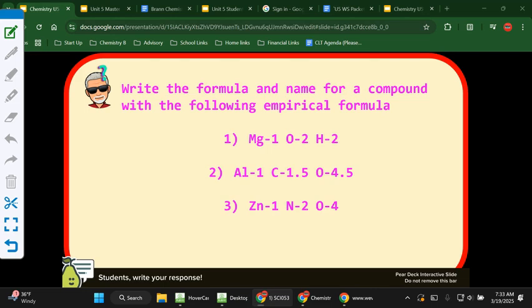This is already the empirical formula. All I'm asking you to do is figure out what the compound is and name it. Remember, if you're going to put a number by a polyatomic, what do you need to do to a polyatomic?